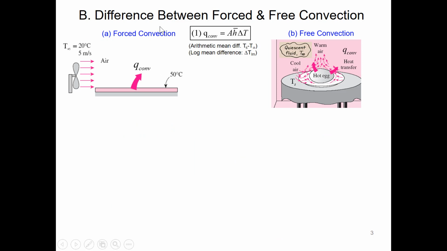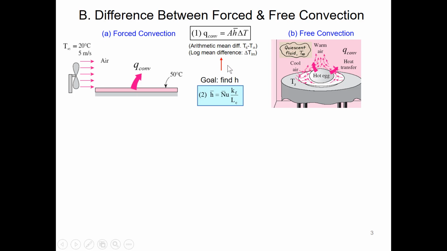B. Difference between forced convection and free convection. First, this is a forced convection between solid surface and moving fluid. This is free convection between solid surface and buoyancy-induced moving fluid. The convection heat rate is determined by Newton's cooling law, and it is represented in equation 1.